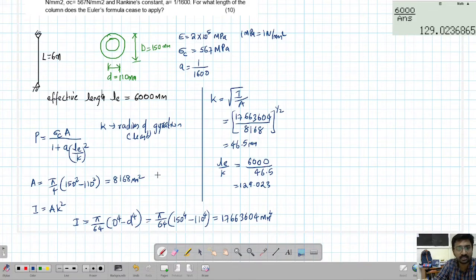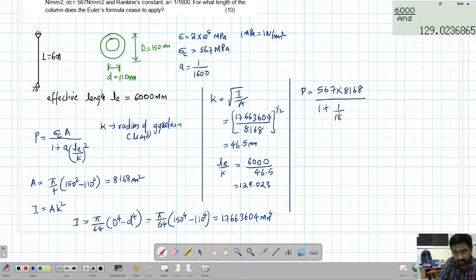Now let's substitute these things in the equation and find the value of P. So P equal to sigma C, which is known to us. What is the value of sigma C? 567. The area of cross section is known to us. What is the area of cross section? 8168, divided by 1 plus, the value of A is given, 1 upon 1600, times LE by K, which is 129.02, square.